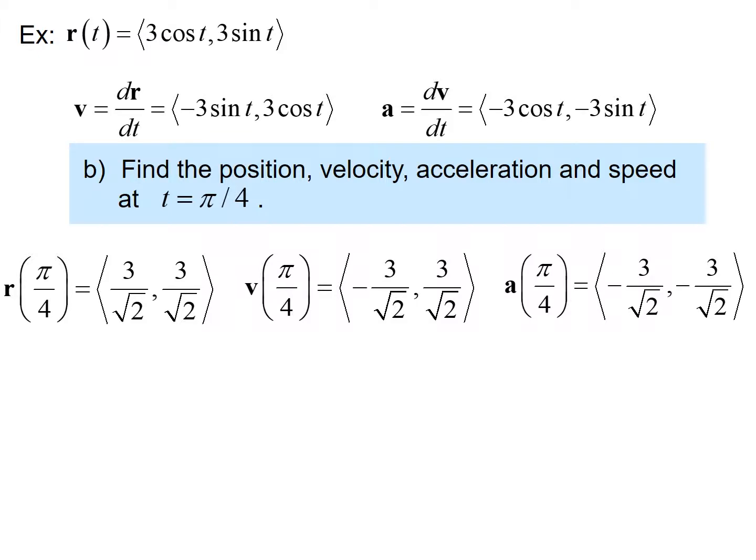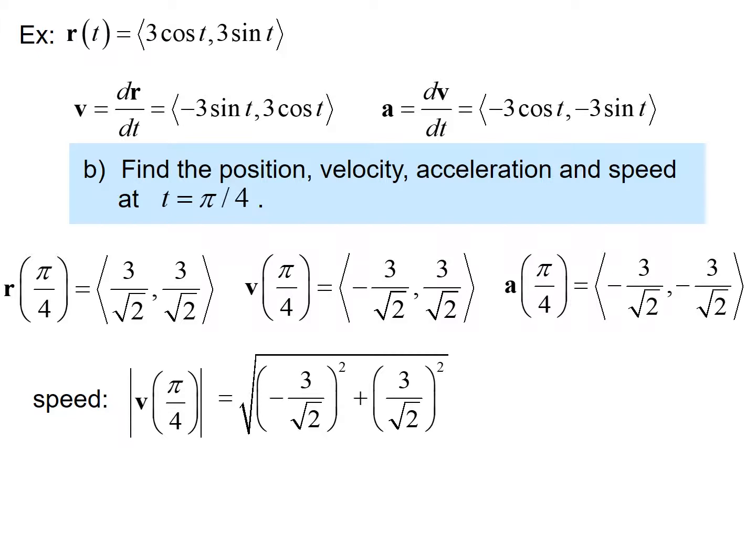So now we have our vectors for position, velocity, and acceleration, which just leaves us with speed. To find speed, we find the magnitude of velocity. So we take the square root of the sum of the squares, which turns out to be 3. So recall that position, velocity, acceleration are all vectors, but speed is a scalar, which is why it's just a single value.